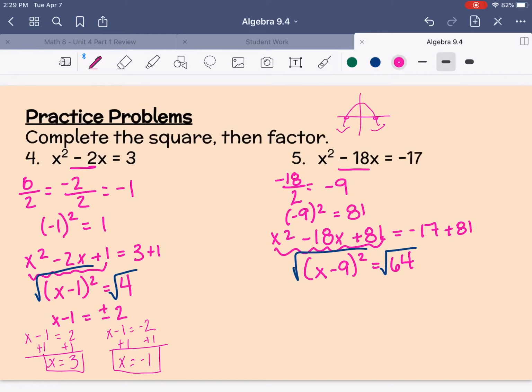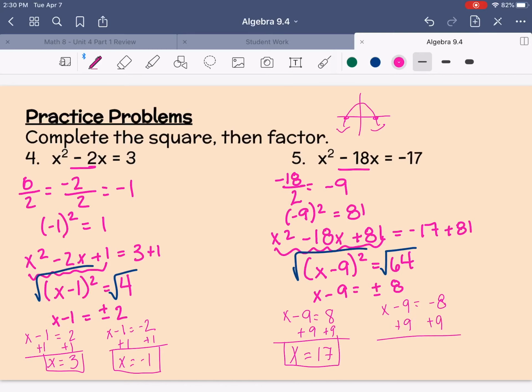Square roots on both sides leaves me with x minus 9 equals positive or -8. So x minus 9 could equal +8, and x minus 9 could equal -8. So adding 9, one of my solutions is x equals 17, and my other solution, x equals +1. So there are the two solutions there.